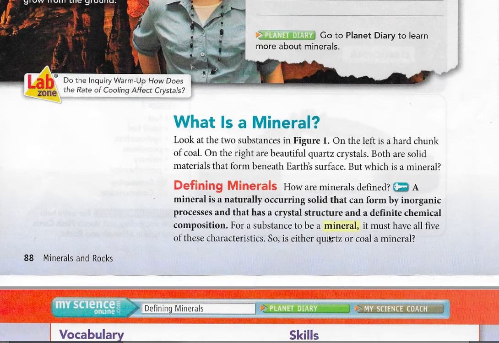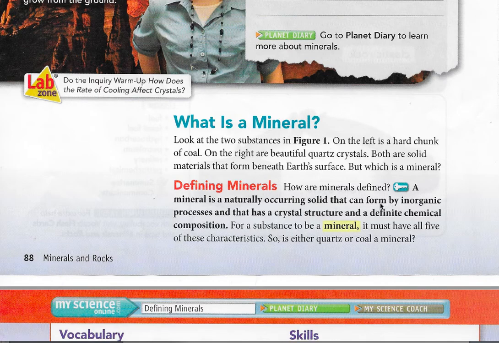How are minerals identified? A mineral is a naturally occurring solid that can form by inorganic processes and has a crystal structure and a definite chemical composition. This is very important, guys. You have to know this definition. So, five things a substance must have to be considered a mineral. It must be naturally occurring, found naturally in nature. It must be solid. It must form by inorganic processes, have a crystal structure, and a definite chemical composition.